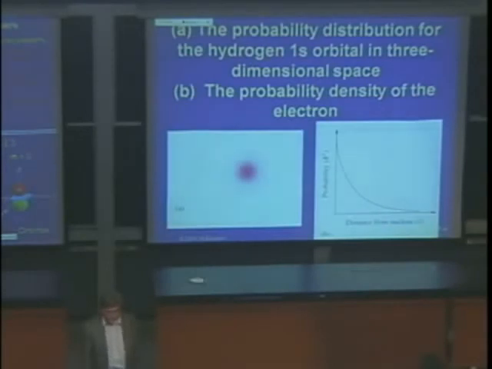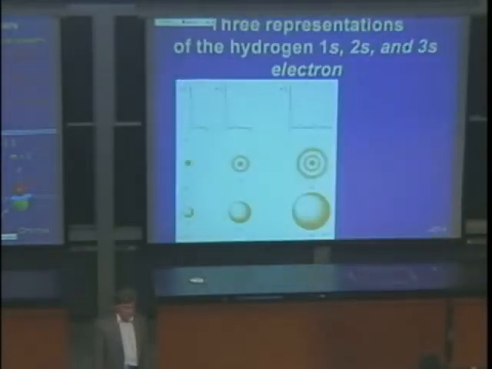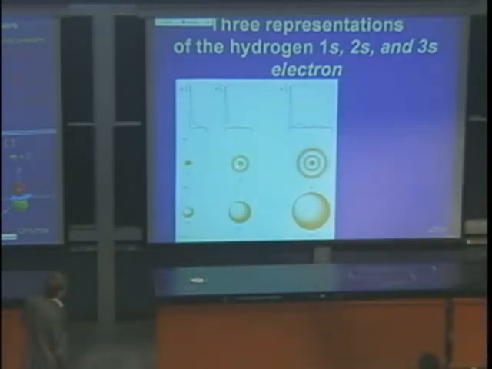That was the s orbitals. Now here I have a cut through them, as I just explained to you. This here would be the 1s, there is no node. 2s, there is 1 node. 3s, there are 2 nodes, 1, 2.